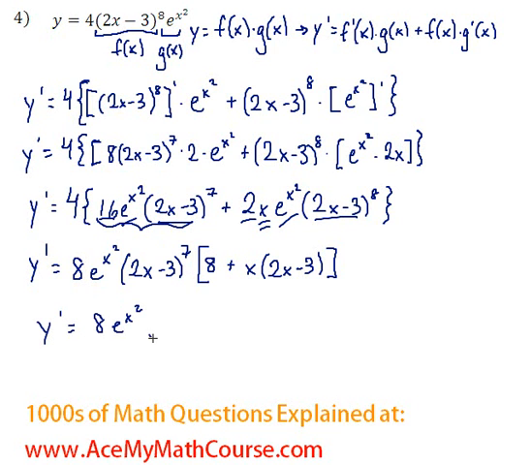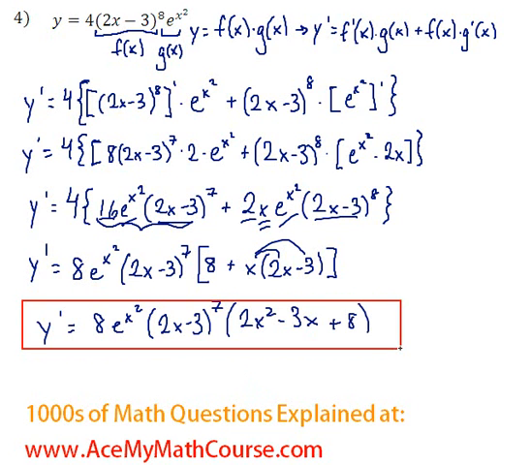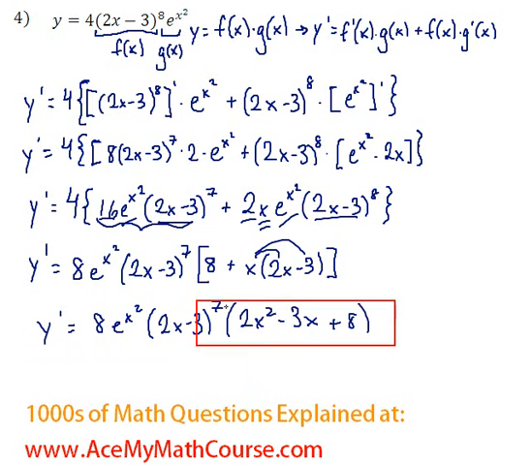How wonderful. Most teachers, by the way, would accept just this part completely unsimplified. And over here we're going to distribute the x, so we get 2x squared minus 3x plus 8. And that's as far as we can go simplifying, really. Unless you want to expand, and that would take a while. But no teacher would require that, I believe. That's it.